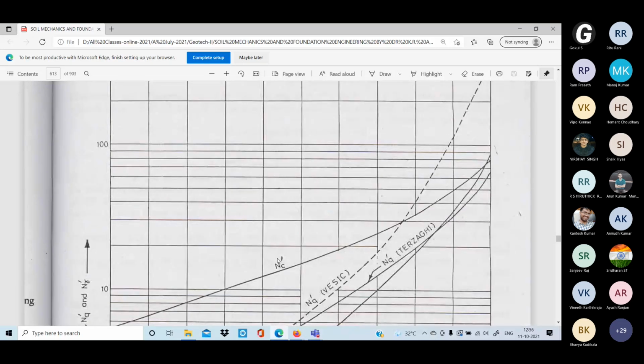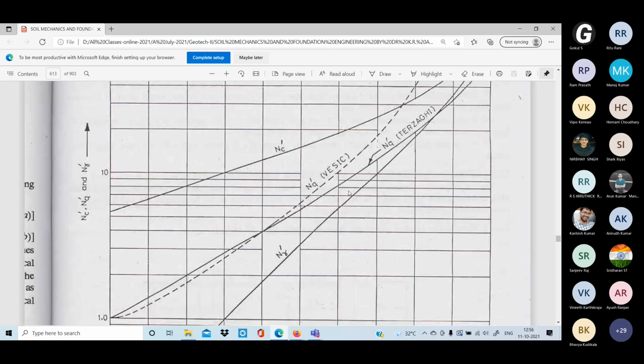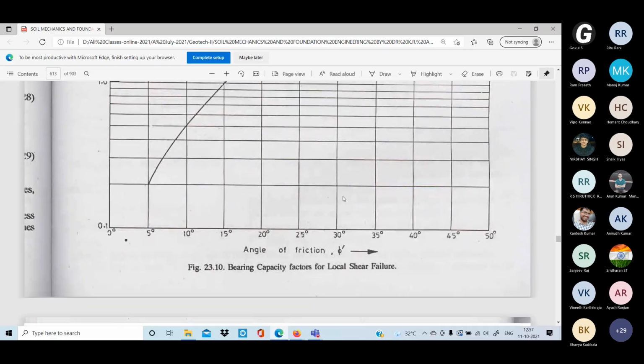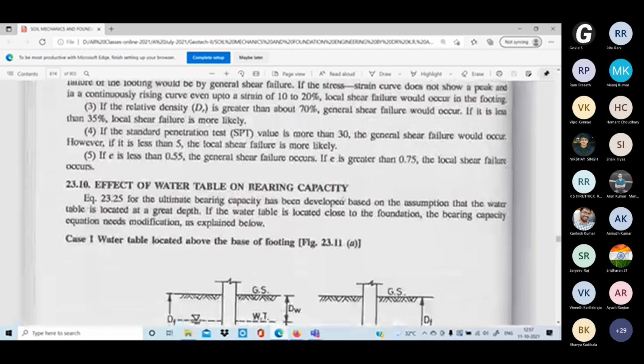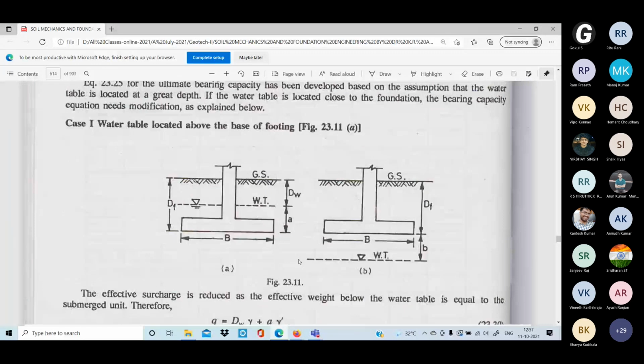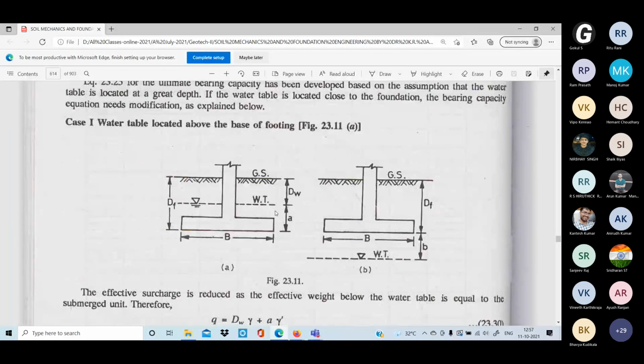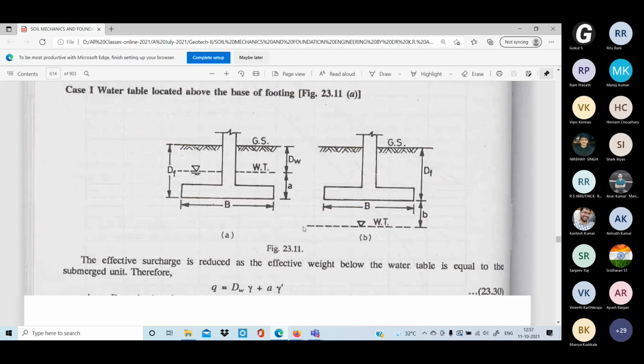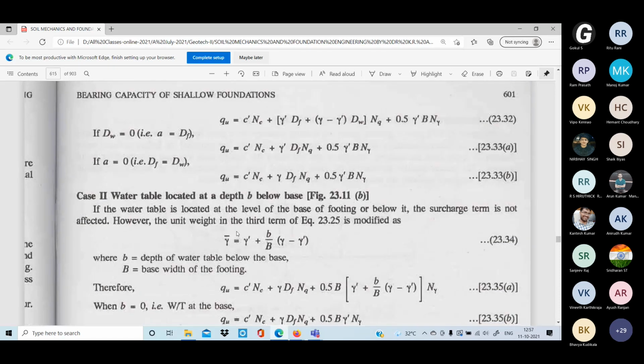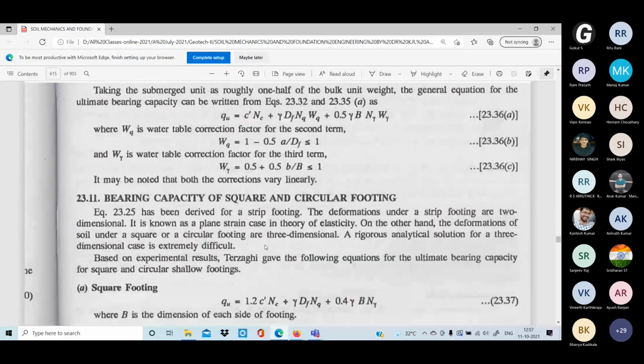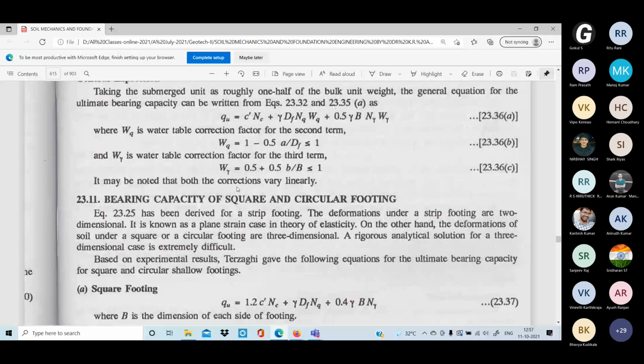Their diagrams, local shear failure, general shear failure, and Terzaghi's assumptions are very important here. Water table correction factors are also very important. They will ask in the exams what will happen to the bearing capacity if the water table is rising. That also we have seen, the water table correction factor, and the generalized equation is given here. The water table correction factors depend on the position of the water table. If you remember this equation, more than enough.